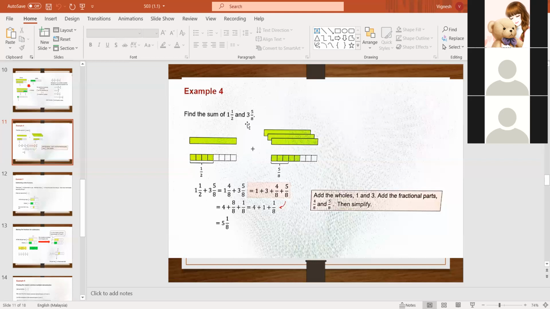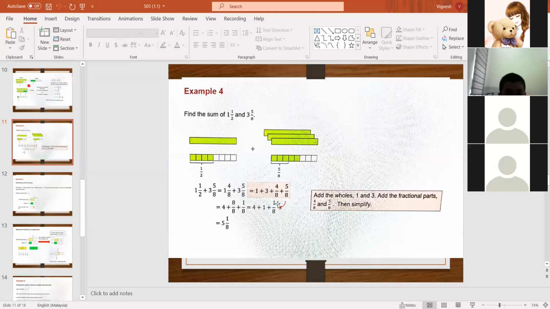Okay, so you need to add up the two fractions. As we have converted these, I mean, we already made the denominator equal just now, so we got 4 over 8. Okay, now 4 over 8 plus 5 over 8. So you should get 9 over 8. Am I right, class? Yes, 9 over 8 is your improper fraction.